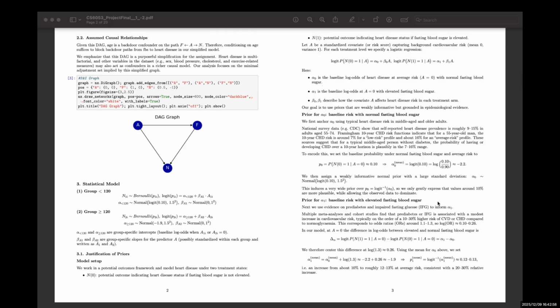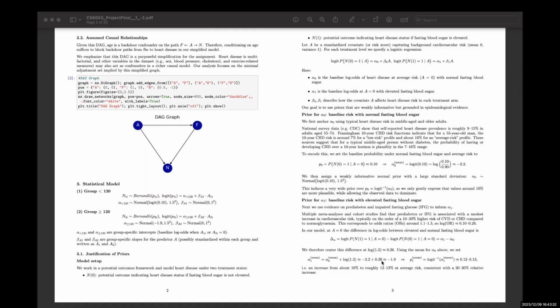Then for alpha 1, we are thinking about the high FBS group. According to the studies, elevated fasting blood sugar increases cardiovascular risk moderately, with an odds ratio around 1.1 to 1.3, so the log OR is approximately 0.10 to 0.16. So we roughly use alpha 0, the initial one, plus a change of about 0.30. Then we get negative 1.9.